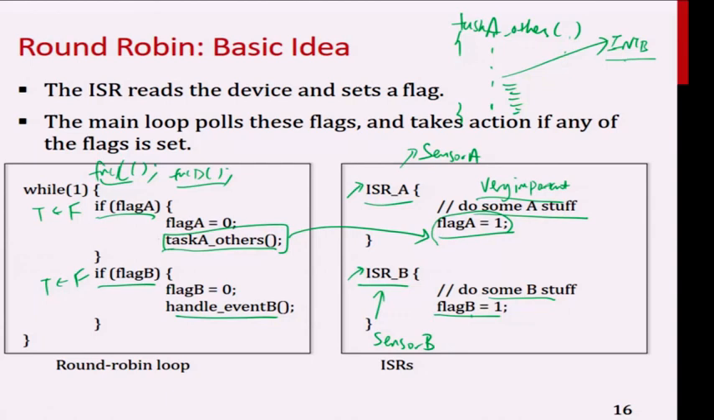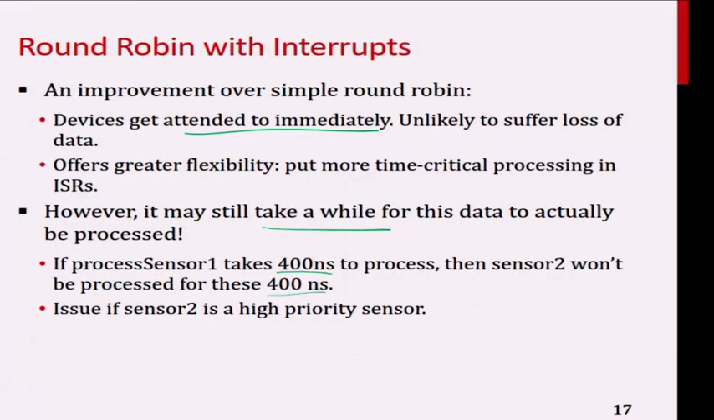Then of course there are other complications as to how to handle a situation where both sensor A and sensor B may be triggered at the same time. So there's also the concept of priority, correct? Who should be given higher priority if multiple devices all request attention at the same time?